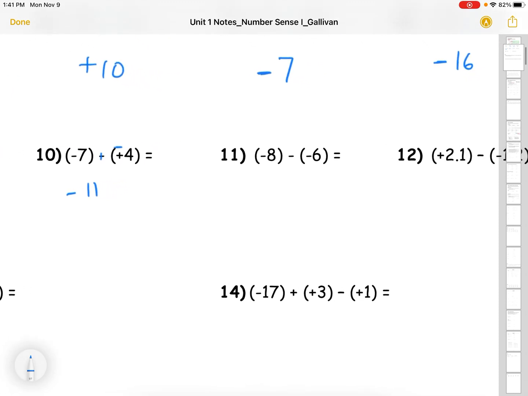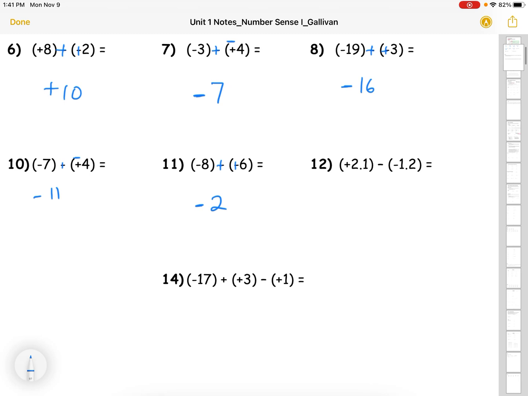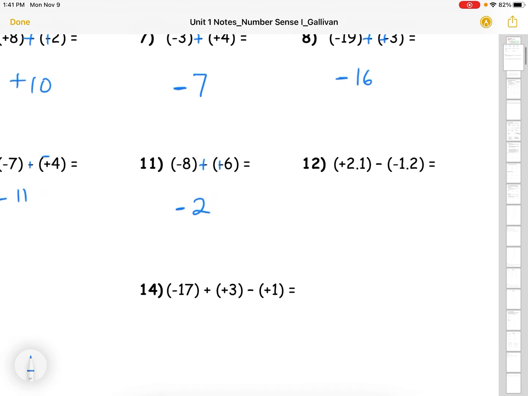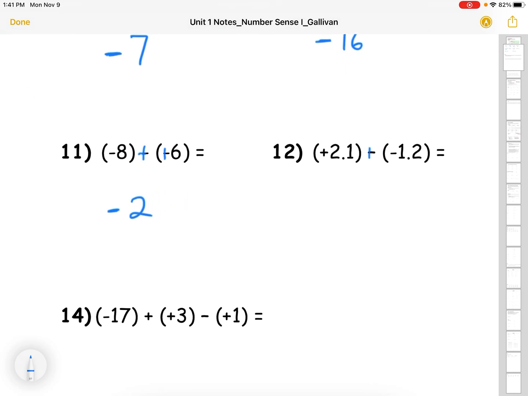Here we have negative 8 minus a negative 6, so this will become plus a positive 6, so it'll be negative 2. The negative 8 is bigger, so we keep the negative sign, and 8 minus 6 is 2. 2.1 minus a negative 1.2, well, that becomes plus a positive, right? So we're just adding these, and we will get 3.3. Okay?